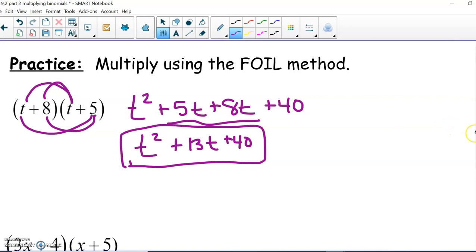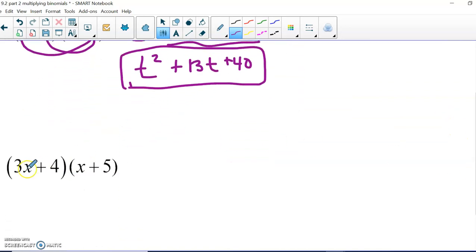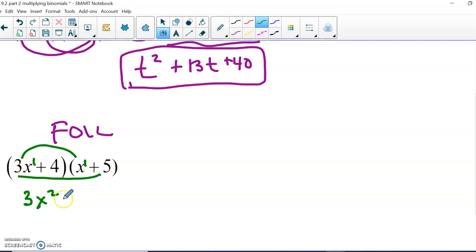All right, let's try one where the x has a coefficient of 3 in this case. So again, we're going to try our FOIL method. We're going to start with F, our first terms. 3x times x. So that's going to give us 3x to the second power. Remember, x to the first times x to the first gives us x to the second. We're going to do our outsides. That's the 3x and the 5. Again, they don't have to be like terms to multiply. So I multiply 3 times 5 gives us 15. And don't forget that x.